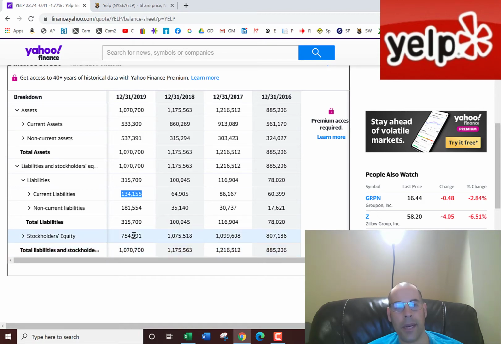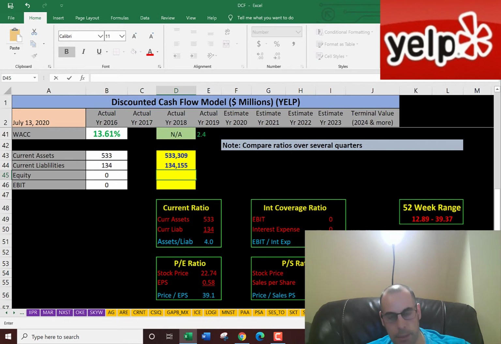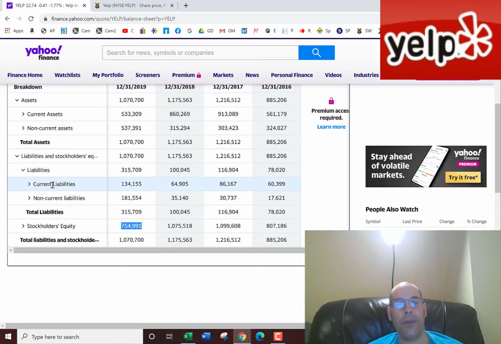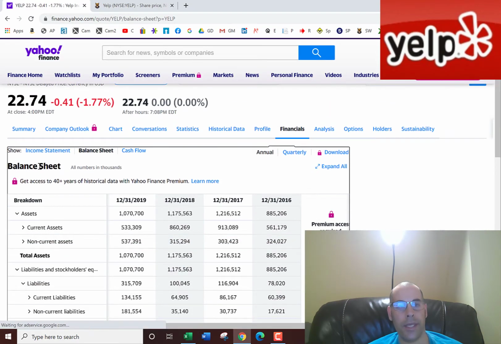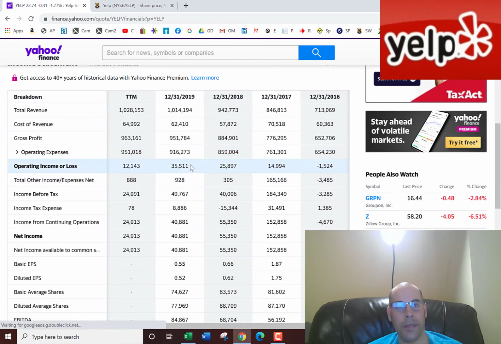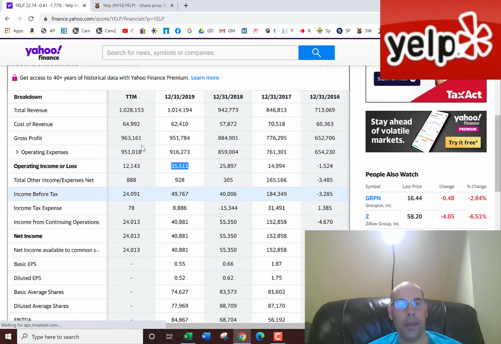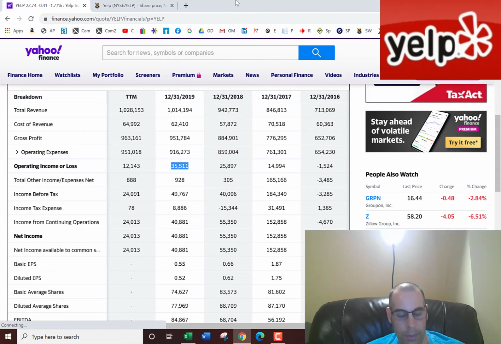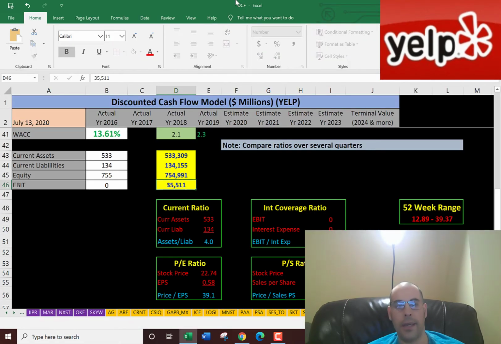Next, we're going to pull the equity. And that's assets minus liabilities. That's $755 million. And we need this number to calculate the price to book value formula and the ROE. Now we're going to pull the EBIT, earnings before interest and taxes. And it's called operating income on the income statement. And that's $35 million. And we need this number to calculate the interest coverage ratio.